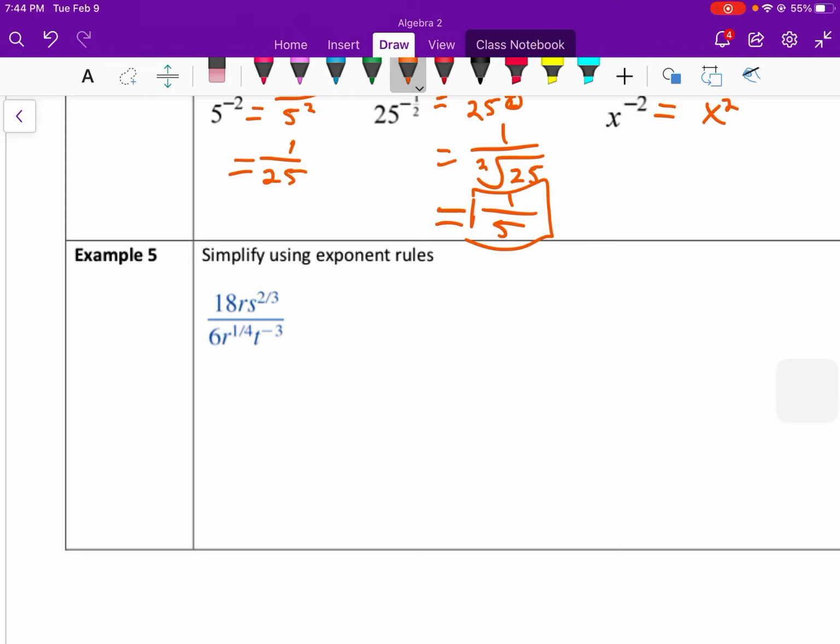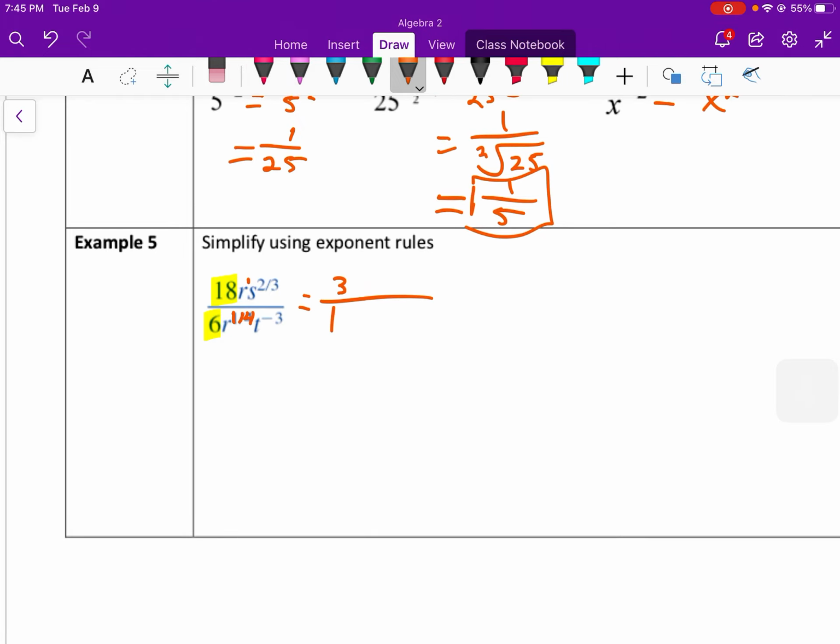Finally, we're going to simplify using exponent rules. So it looks like a lot, but if we just take it step by step, it won't be so bad. So first I'm going to do 18 divided by 6. 6 goes into 18 3 times, so we're left with 3/1. This next one is r to the 1st over r to the 4th. That's a 4th. So it's a quotient and the same base, so we're going to subtract. So r to the 1st minus a 4th.